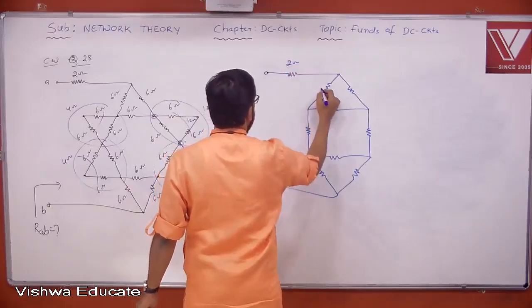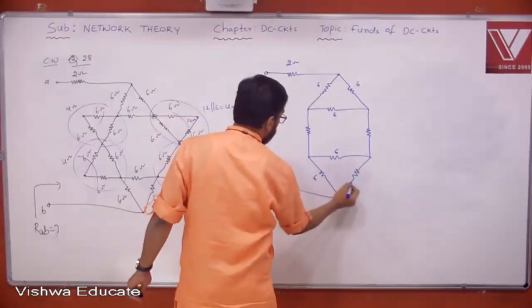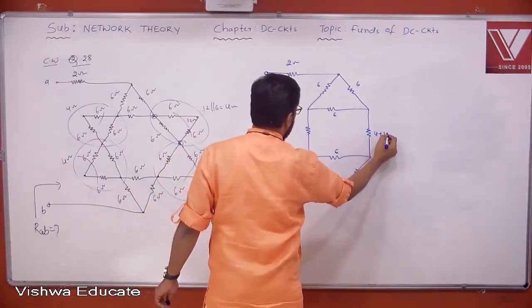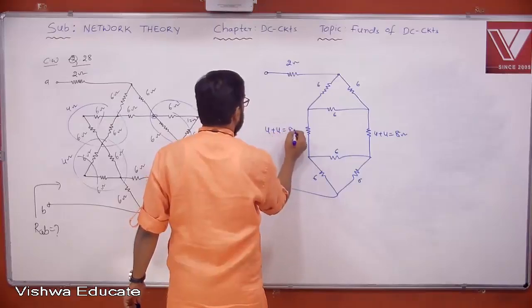Two ohm, 6 ohm, 6 ohm and 6 ohm. 6 ohm, 6 ohm and 6 ohm. This is 4 plus 4. How much is it? 8 ohm. Here also 4 plus 4 ohm. How much is it? 8 ohm.